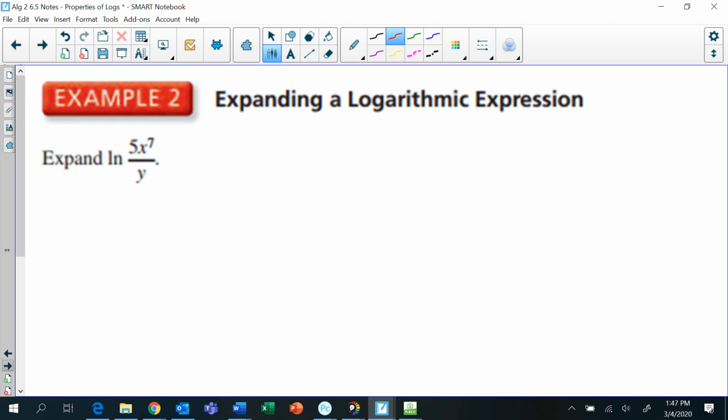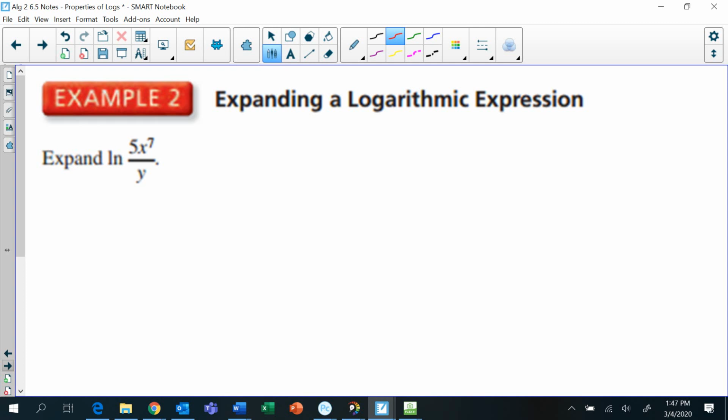All right. ln. Guess what ln is? e to the x? It is not e to the x. It's log base e. So this is a logarithm, so we use logarithm rules when you see ln. It's the same thing.